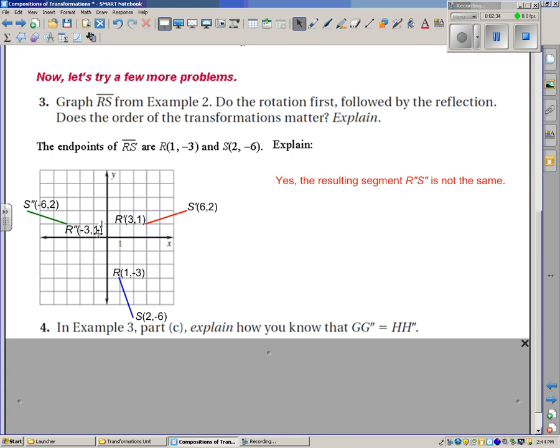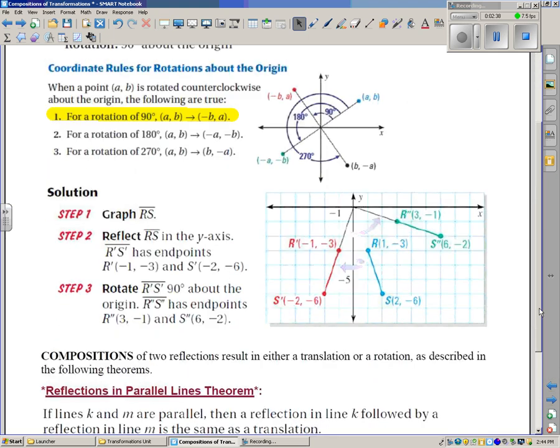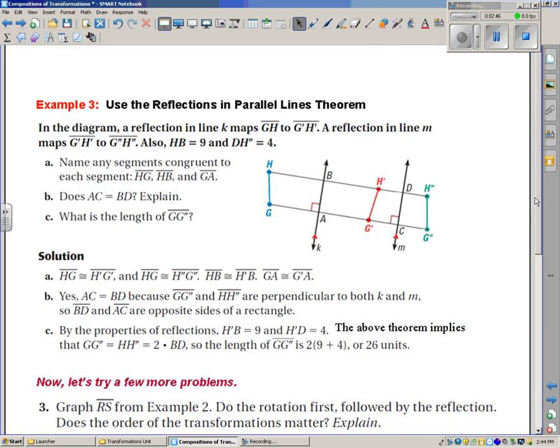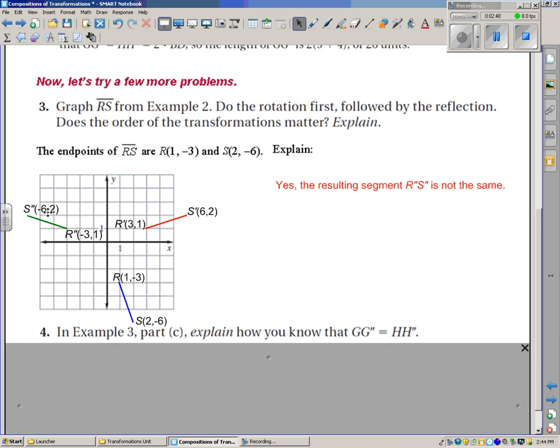This is not the same as what we got before. If we look back, notice here we are here. So here's my green at 3, -1, and 6, -2. Here we are at -3, 1, and -6, 2 for our RS double prime. So yes, the resulting segment RS double prime is not the same.